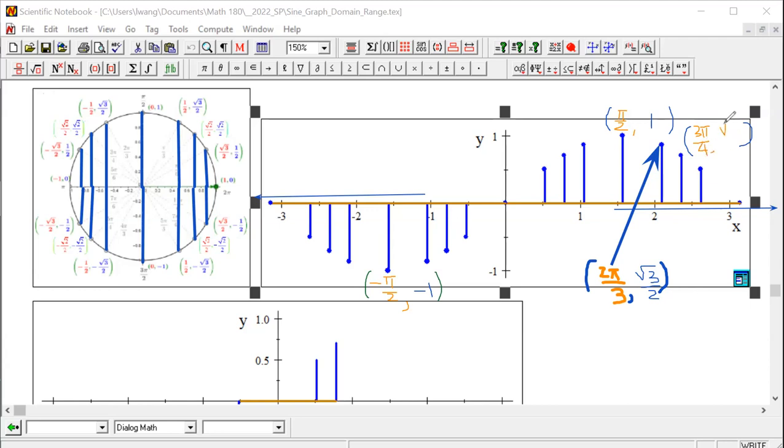And that √2, wait, change the color. So that's going to be √2 over 2. On this other side, this guy is negative 2 pi over 3. Opposite input, opposite output.